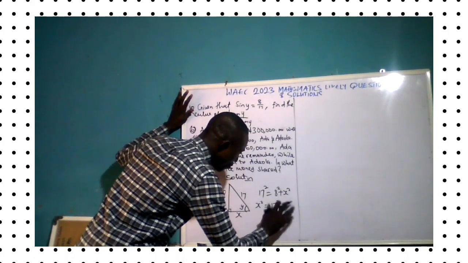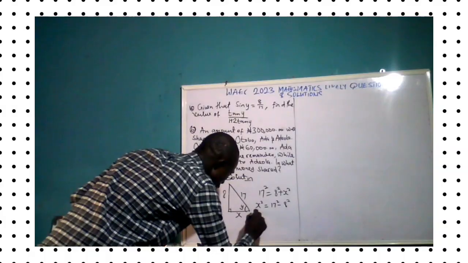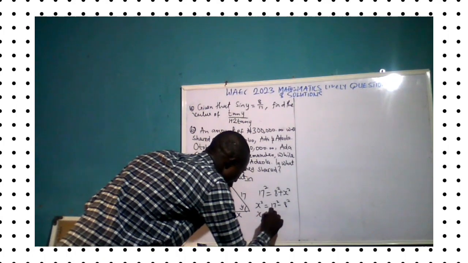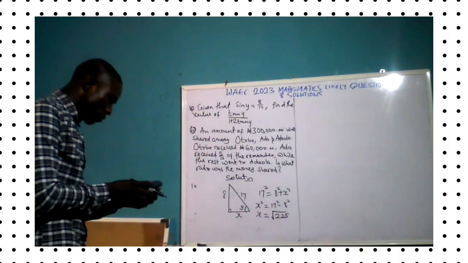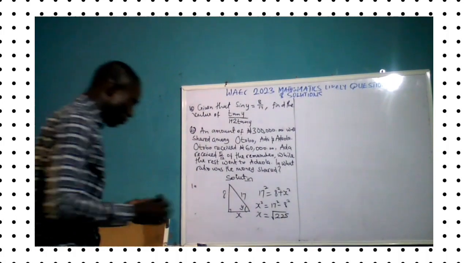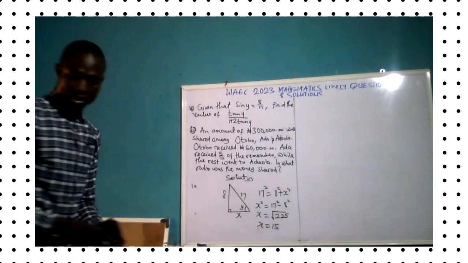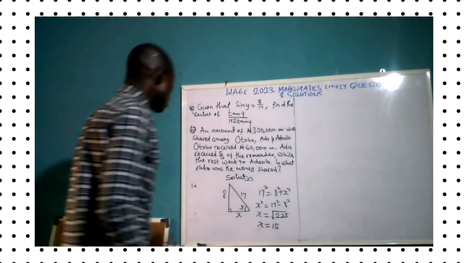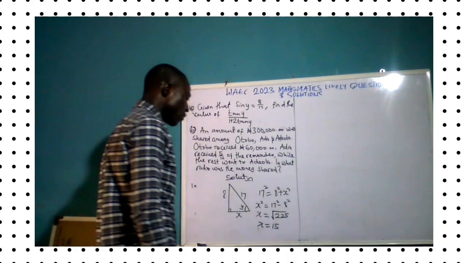Of course, 8 squared will give you 64. So your x will be equal to the square root of 225. And the square root of 225 will be 15. So x is equal to 15. And with that, you can find the tan ratios of this angle.